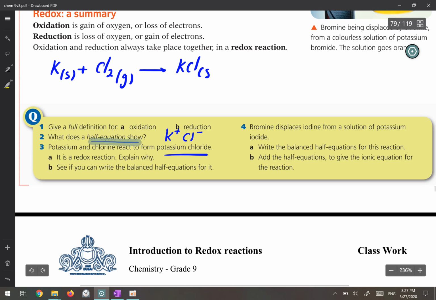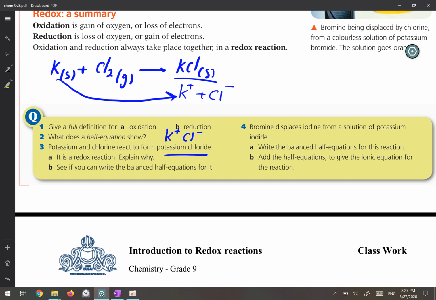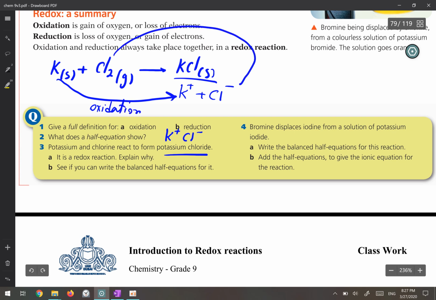Okay, it says explain why it is a redox reaction. So you can see from here, this is an ionic compound. You have K plus and Cl minus in the ionic compound, a cation and an anion. So what happens to the potassium? It becomes K plus. It means it has lost an electron. So here you have oxidation. And what happened to Cl2? It has converted to Cl minus. It has gained an electron. So this one is reduction. That's why this reaction is a redox reaction.